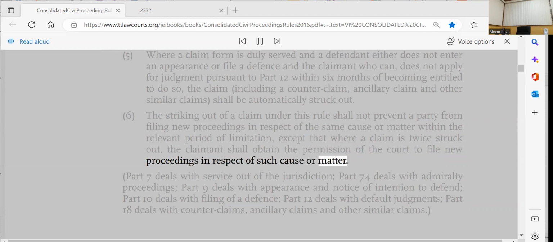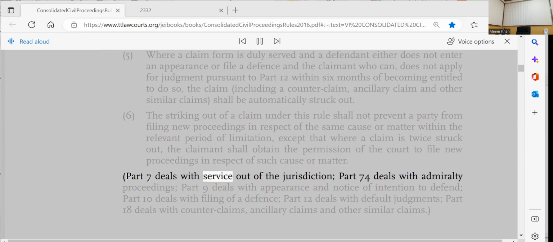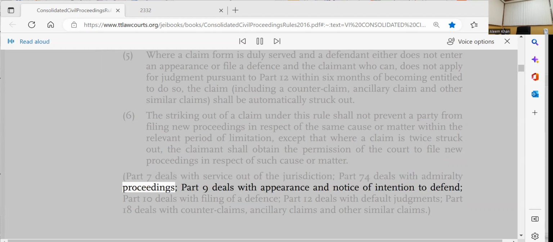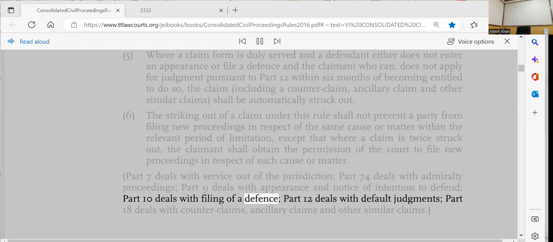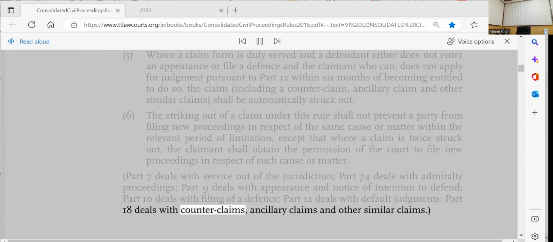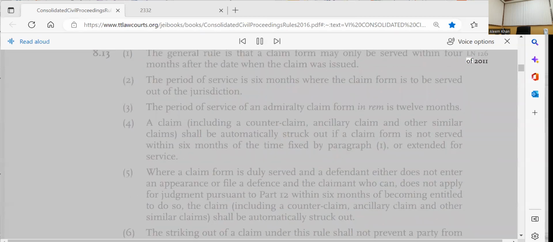Part 7 deals with service out of the jurisdiction. Part 74 deals with admiralty proceedings. Part 9 deals with appearance and notice of intention to defend. Part 10 deals with filing of a defense. Part 12 deals with default judgments. Part 18 deals with counterclaims, ancillary claims, and other similar claims. LN 126 of 2011.